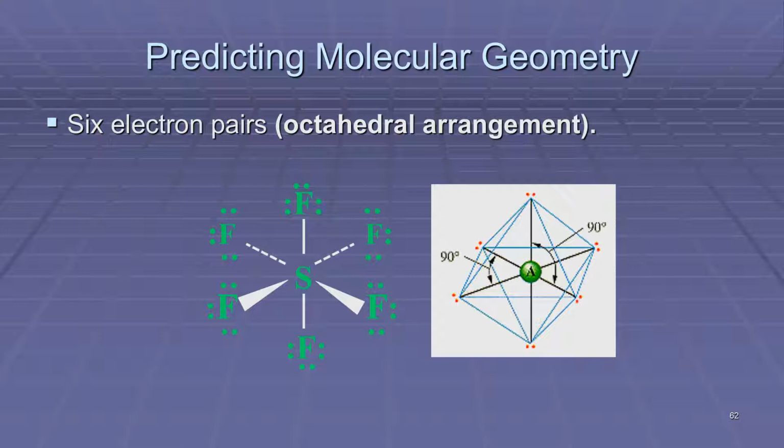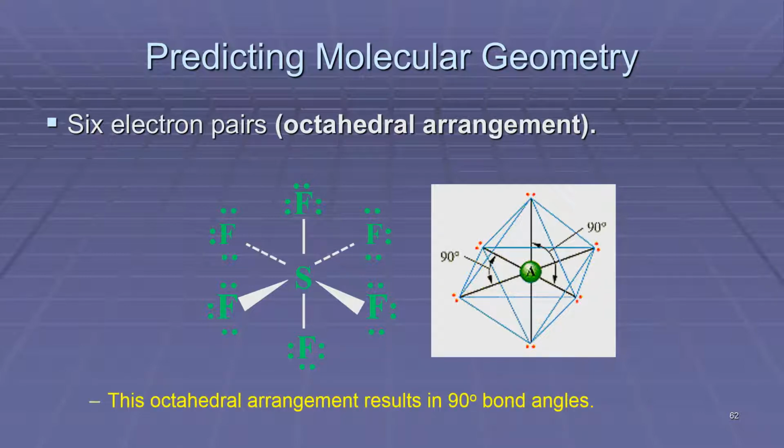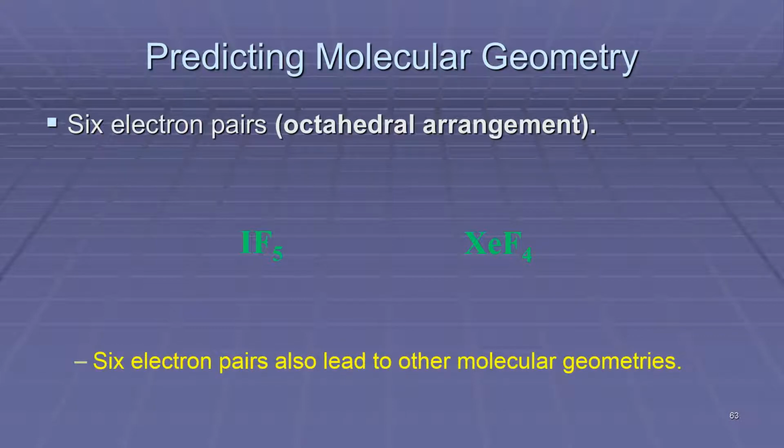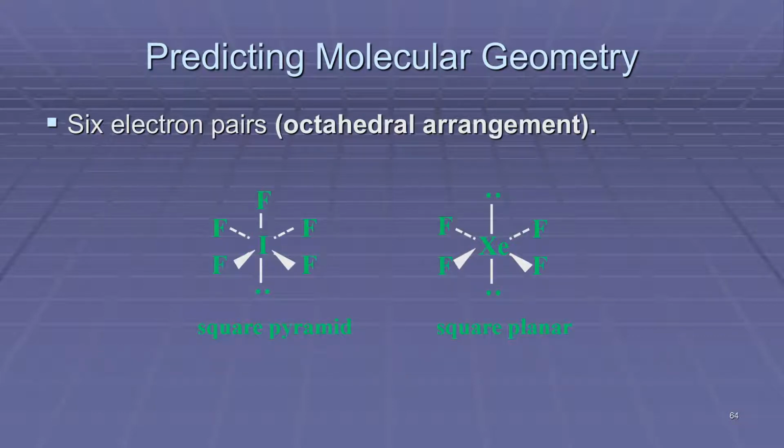All right, and then when we have our 6 electron pairs, we have the octahedral arrangement, and if all 6 are bonded, we have an octahedron. 90-degree angles. And then of course, again, don't just guess when you look at it. You have to draw the Lewis dot structure. IF5 actually has 5 bonded Fs and then has 1 unshared pair, so it's actually square pyramidal. And then XeF4 is square planar because it has 2 unshared pairs.